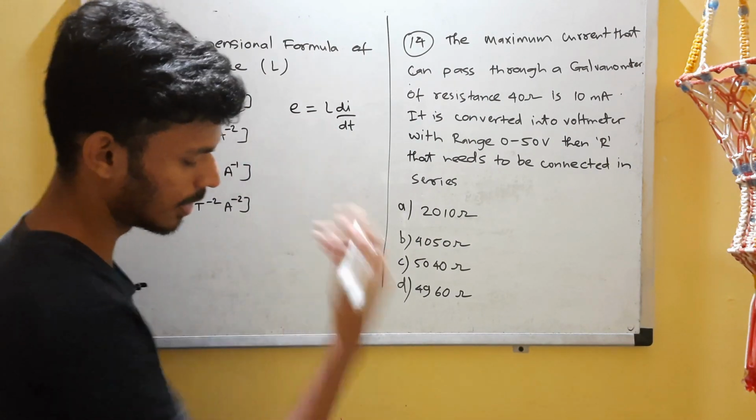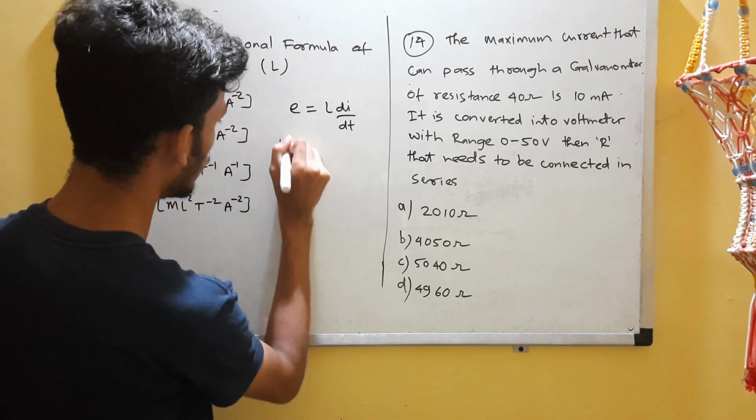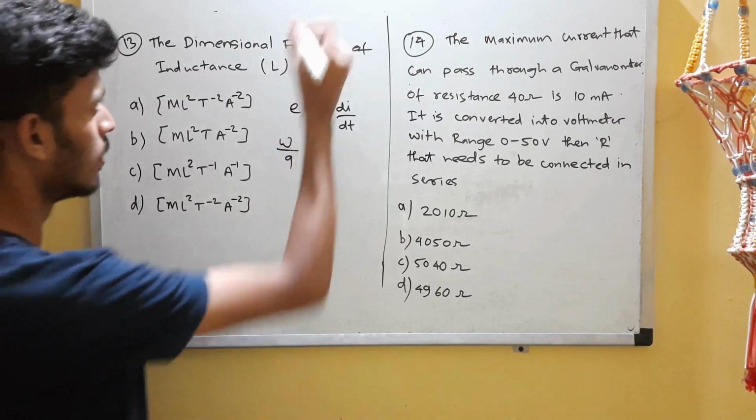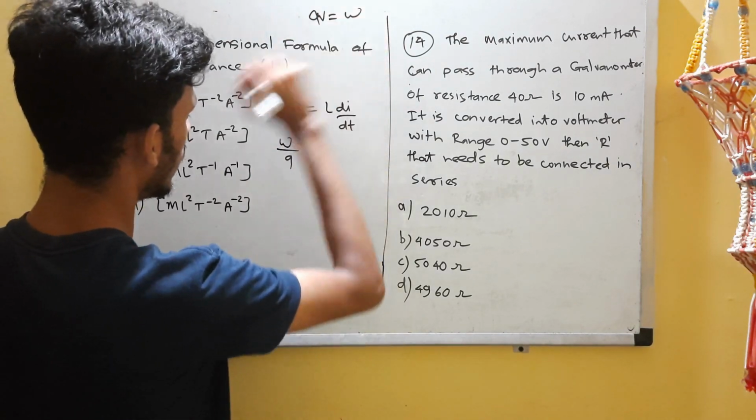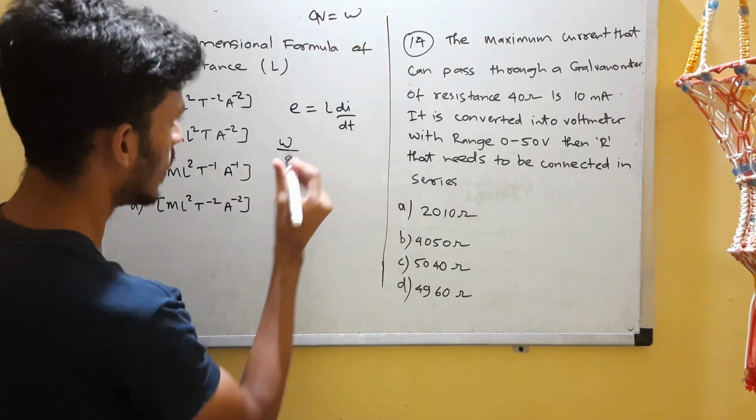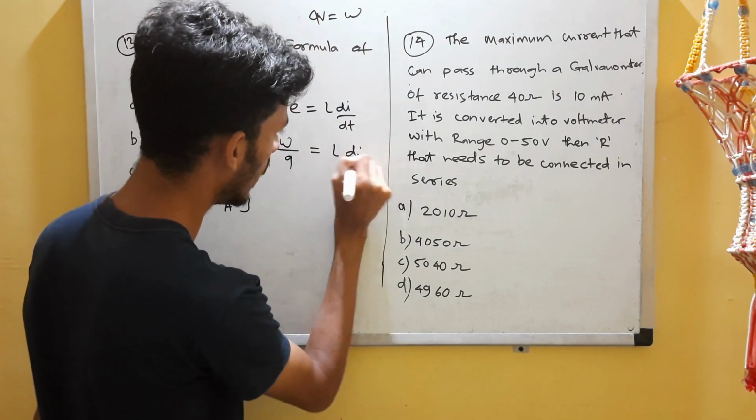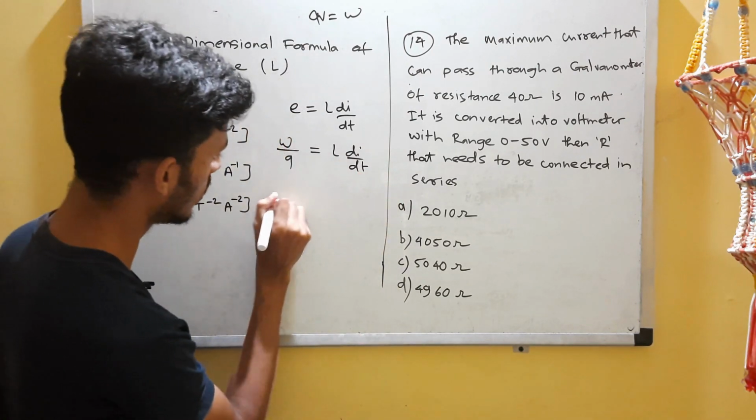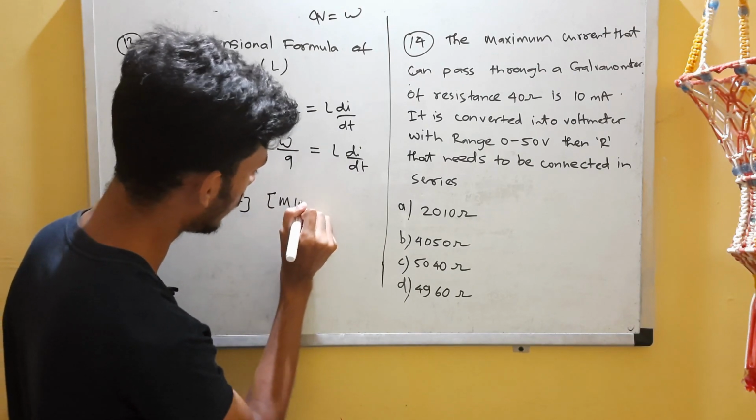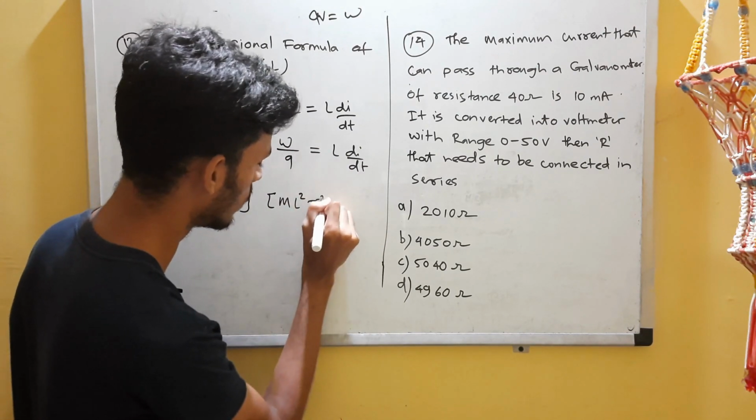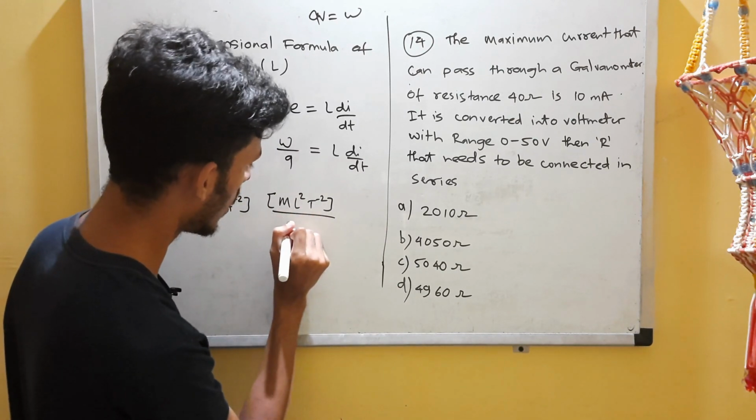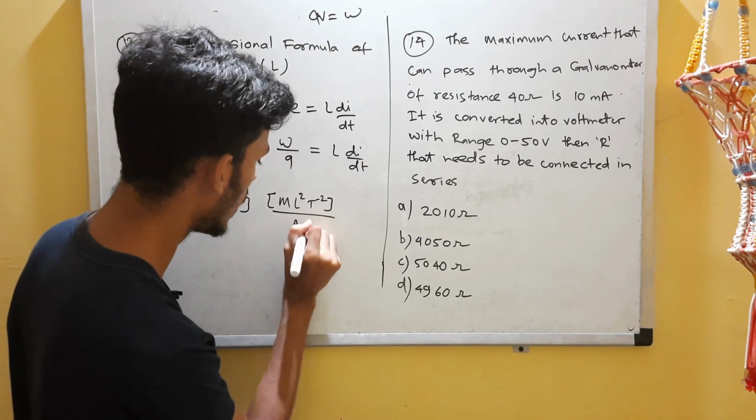Okay, basically the EMF can be written as voltage per charge, right? QV equals the work done, right? So the voltage will be nothing but work done by charge. Okay, so here we'll have L di by dt. So now apply dimensions. Work is force into displacement, or it will have the same dimensions as energy, so mass into velocity square. Charge is current into time, so A into T.